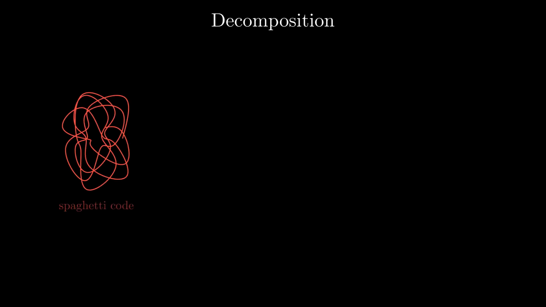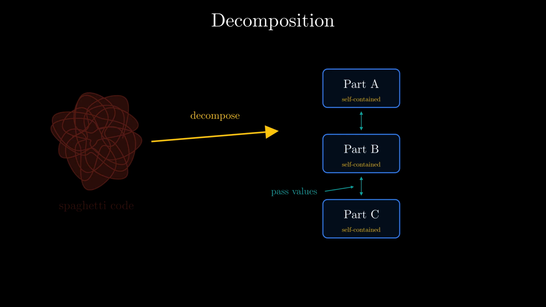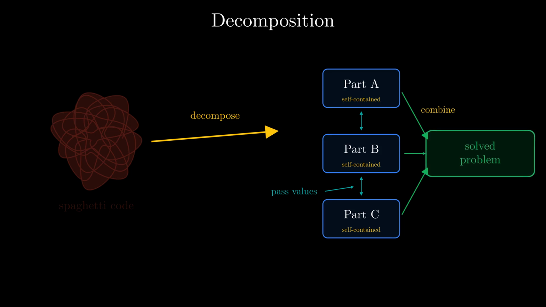Decomposition first. The idea is to take one large program and split it into smaller parts. Each part is self-contained, so the code in one doesn't interfere with the code in another, but they can still communicate, passing values back and forth. Take a single tangled block of spaghetti code, divide it into these independent pieces, and each piece solves one portion of the problem. Bring their results together at the end, and the whole problem is solved.